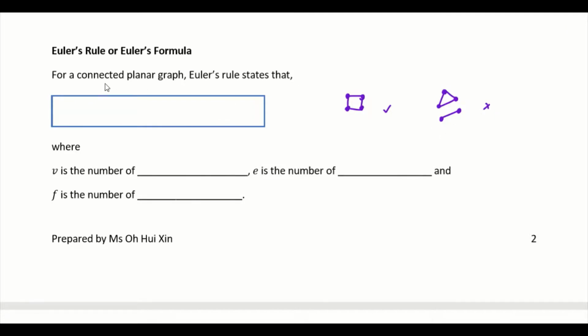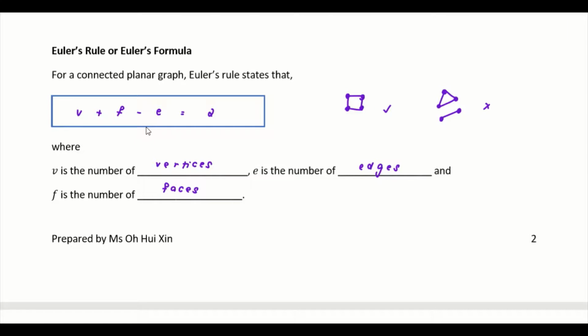Okay, so for a connected planar graph, Euler's rule states that V plus F minus E is equal to 2. This is a formula that is given in your learning outcome as well. What is meant by V is the number of vertices, E is the number of edges, and F is the number of faces. In other words, Euler's rule tells us that for a connected planar graph, whenever you take your number of vertices plus your number of faces minus your number of edges, it will always give you 2.